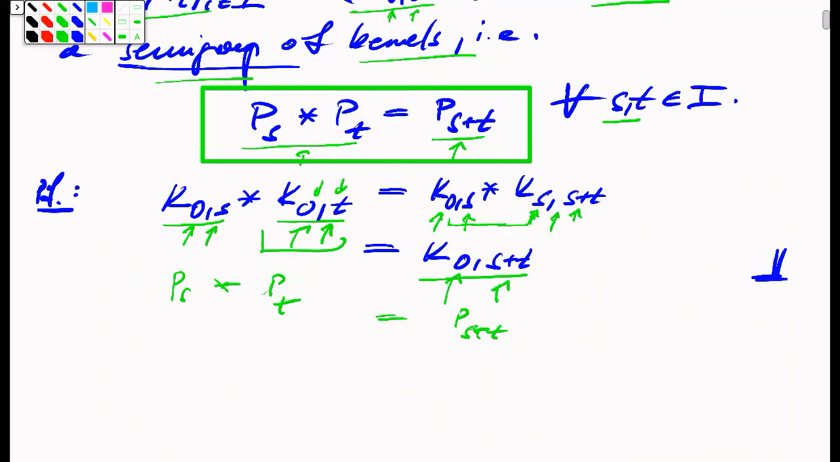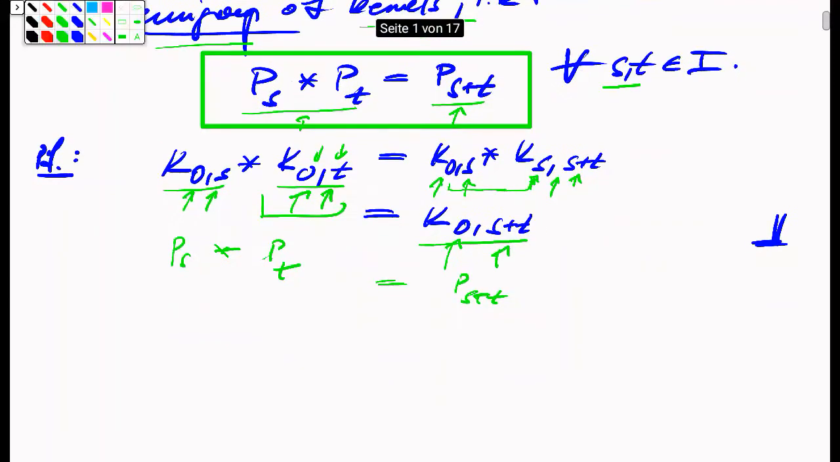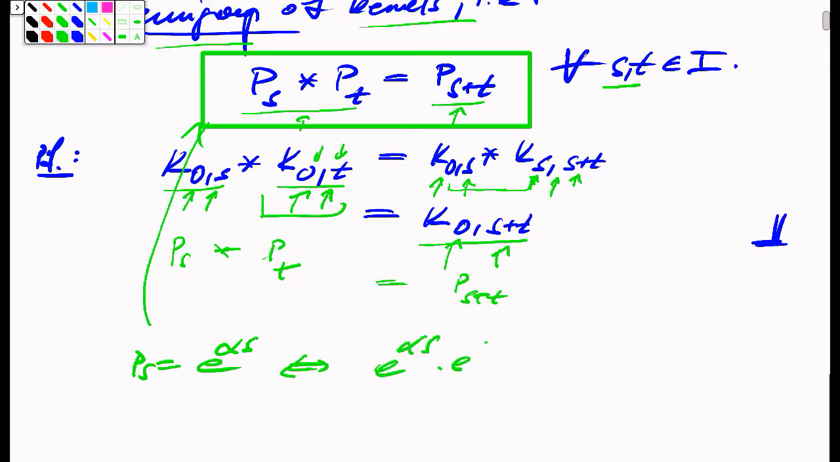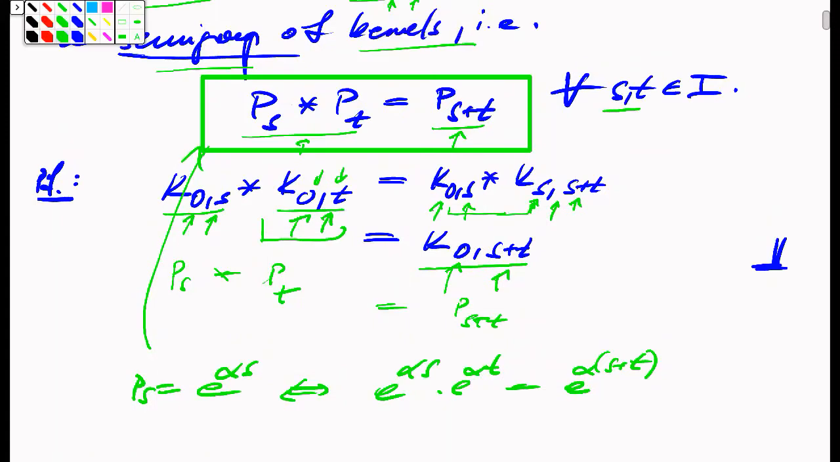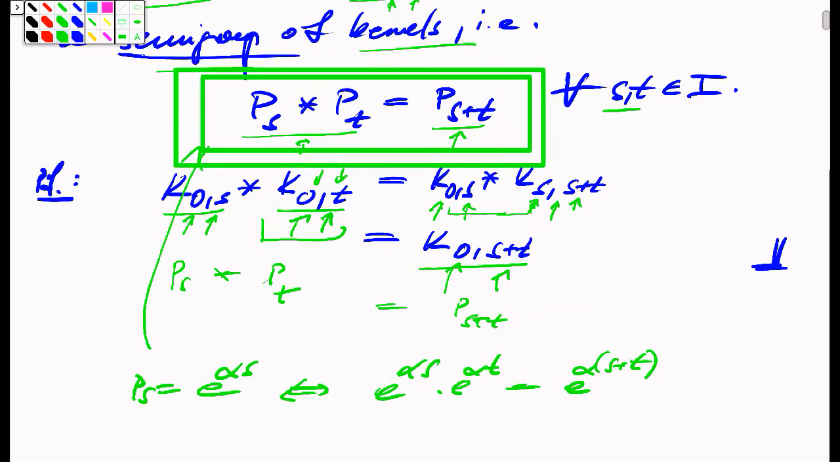Later we shall understand that this is in fact some sort of an exponential function in an abstract concept. Namely, if you assume for a moment that this ps function is simply e to the alpha s, then this convolution semigroup property just corresponds to the functional equality for the exponential function, which says that e to the alpha s times e to the alpha t is of course e to the alpha (s plus t). So this convolution property can be understood as a generalization of the characterizing property of the exponential function.